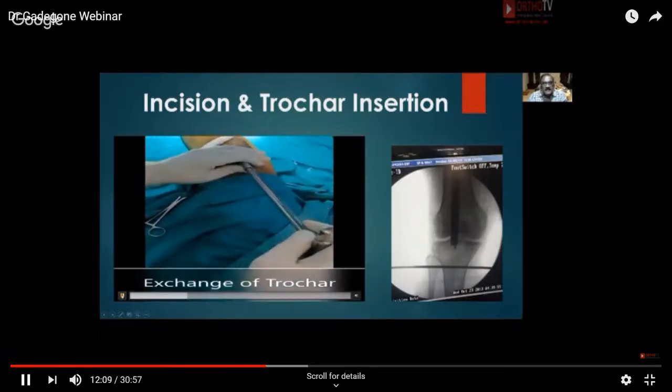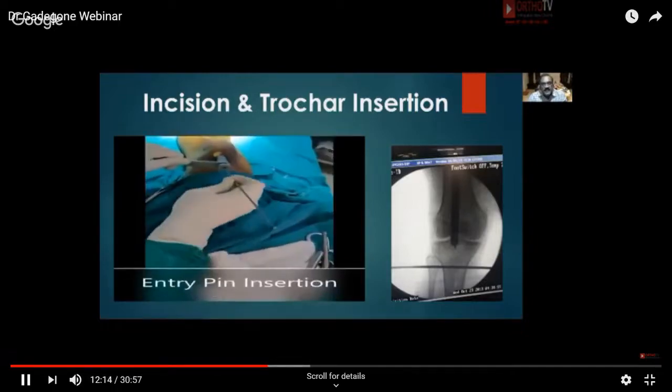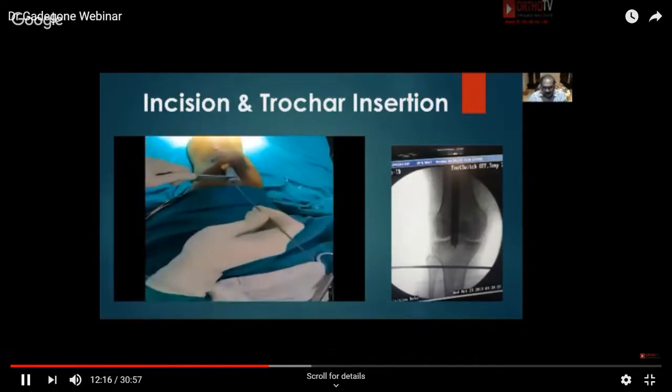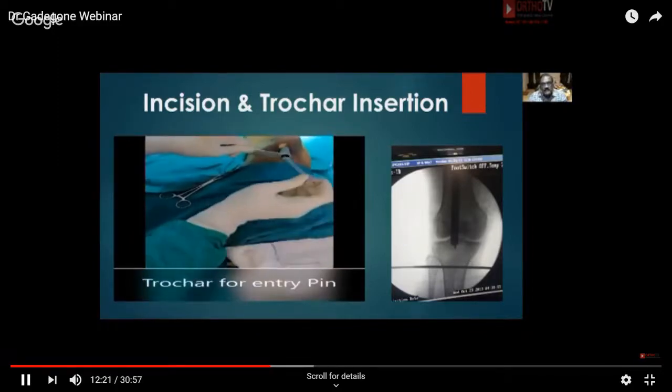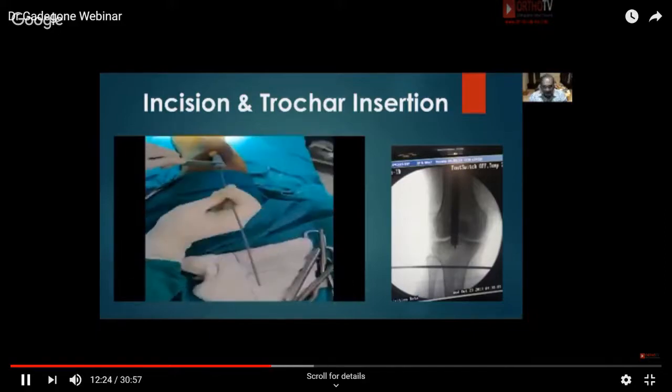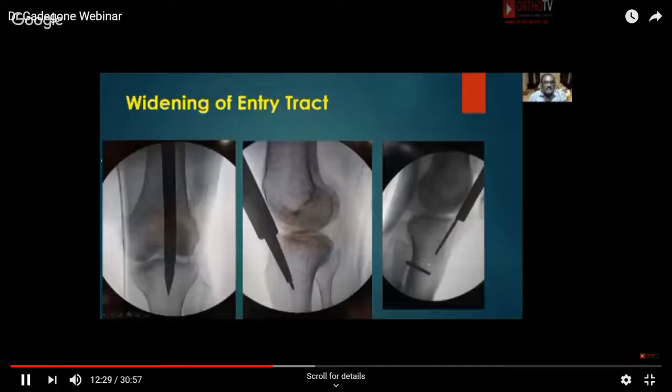You can see again that the trocar is just to give the impression for the guide wire, and the guide wire is negotiated. After negotiating the guide wire, exchange the trocar with this guide wire sleeve, and the guide wire is passed. Now this is the guide wire. The widening of the track is done first, then the sleeve, and then the guide wire is passed, and the Steinmann pin is passed, which will guide the guide wire in the medullary canal.